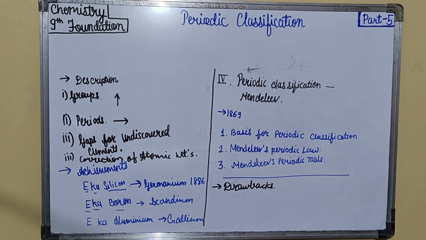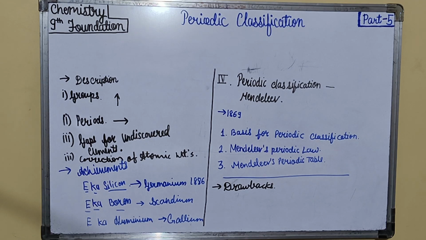And the fourth drawback, grouping of chemically dissimilar elements. Elements like copper and silver, having no resemblance with metals like lithium and sodium, have been grouped together in the first group. Similarly, fluorine and manganese, in spite of their dissimilar properties, are placed in the same group.